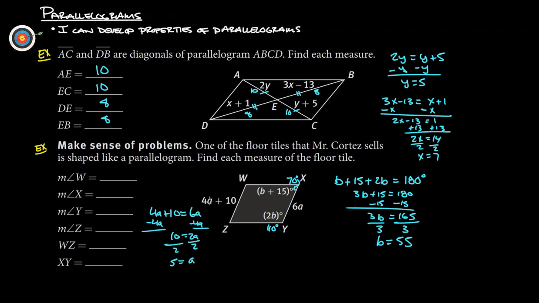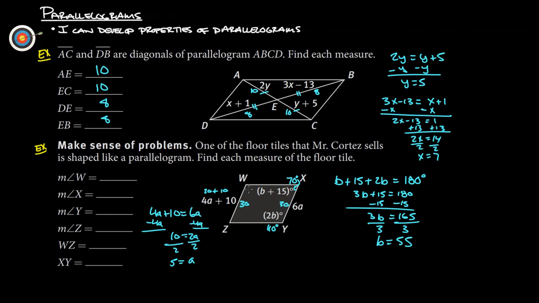So in this case, 4 times 5 is 20, plus 10 gives us that this is 30, and then guess what? 6 times 5 is also 30. So now we have all of our angle measures. Well, we have these two angle measures and these two side measures. Let's see what we need to figure out. Measure of angle W. So this one right here.